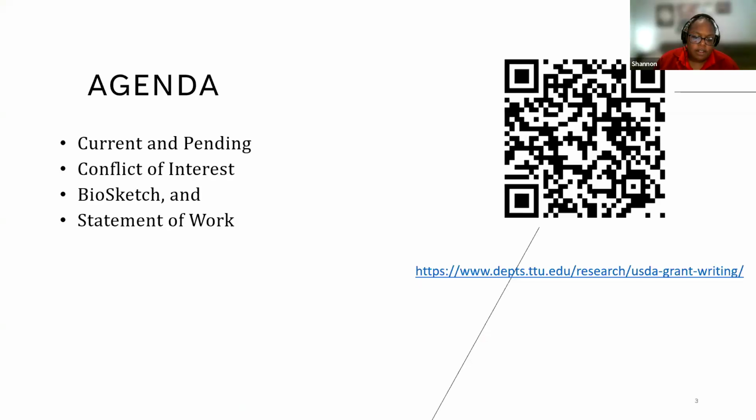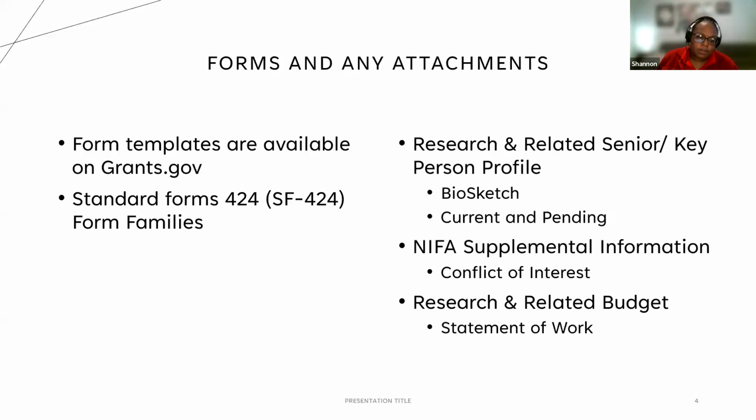All right, so our agenda for today, we'll be covering the following information. We will have a conversation about the importance of mandatory forms and any attachments for your USDA proposal and submission. Then we will specifically outline the following forms: current and pending, conflict of interest, biosketch, and statement of work. First we're going to talk about these forms.